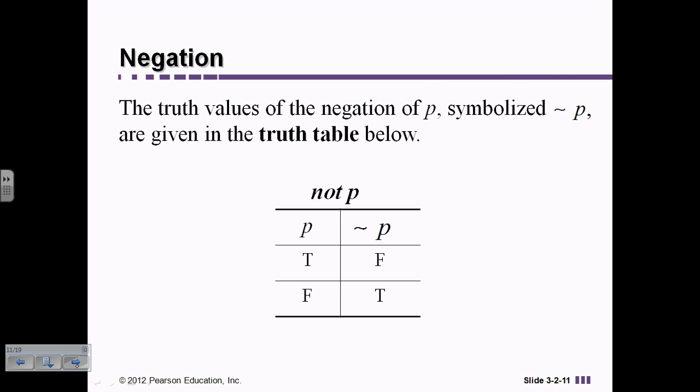Okay. And then we have our negation table. So negation again just means the opposite of. So it would be not P. So if P is true, then not P is false. And if P is false, then not P is true.